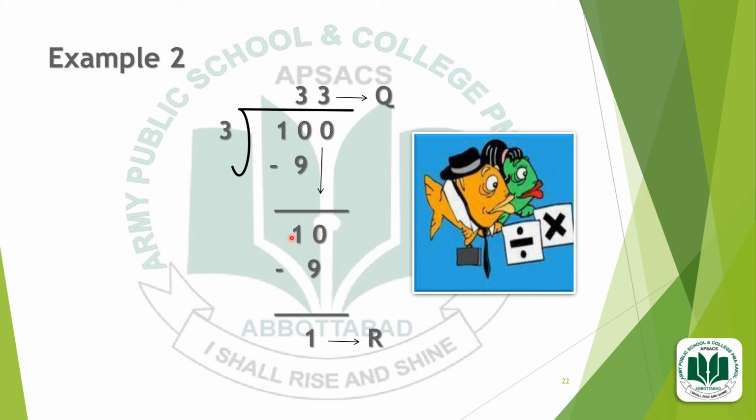So it becomes again 10. And we read the table of 3 again. 3 3s are 9. So 10 minus 9 is 1. Here we get a remainder 1. And the quotient in this question is 33. What is quotient? Quotient is 33. And the remainder is 1.